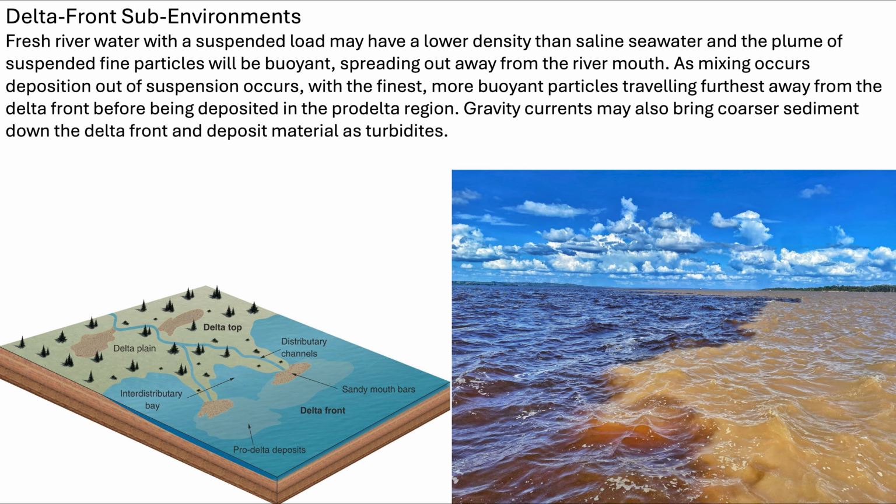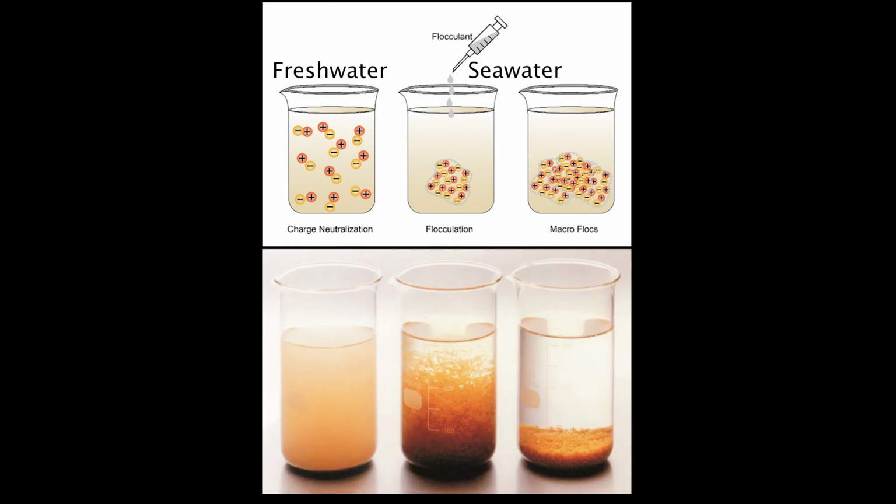Fresh river water with suspended load may have a lower density than saline seawater, and the plume of suspended fine material will be buoyant, spreading out away from the river mouth. As mixing occurs, deposition out of suspension occurs as well, with the finest, more buoyant particles traveling furthest away from the delta front before being deposited in the pro-delta region. Gravity currents may also bring coarser sediment down the delta front and deposit materials as turbidites. When clay-loaded water reaches the ocean, the change in ionic strength induces a change in the behavior of the clay particles. They flocculate and drop from suspension.